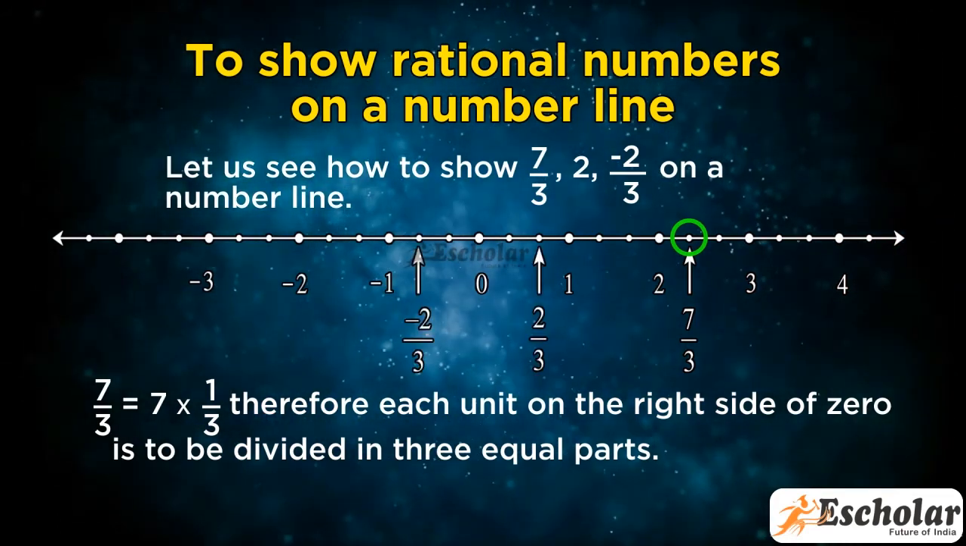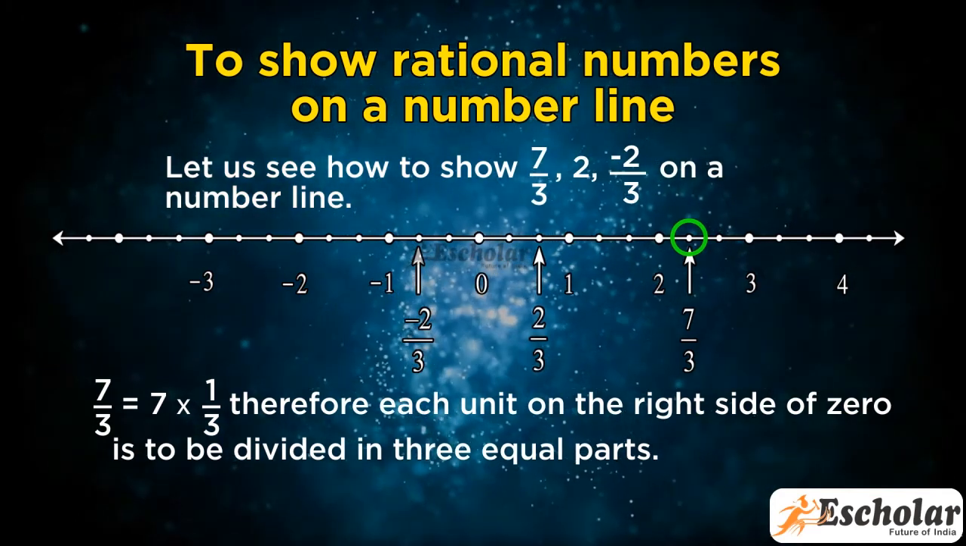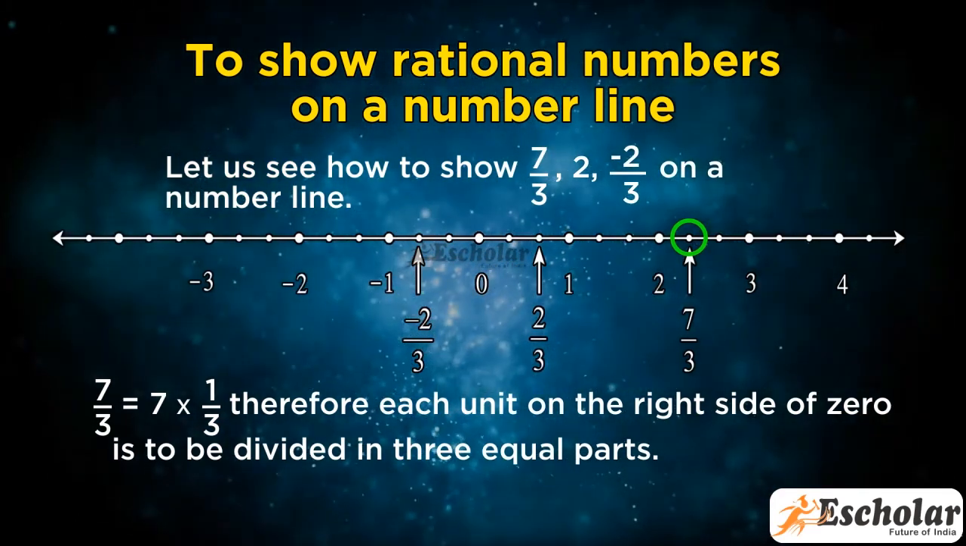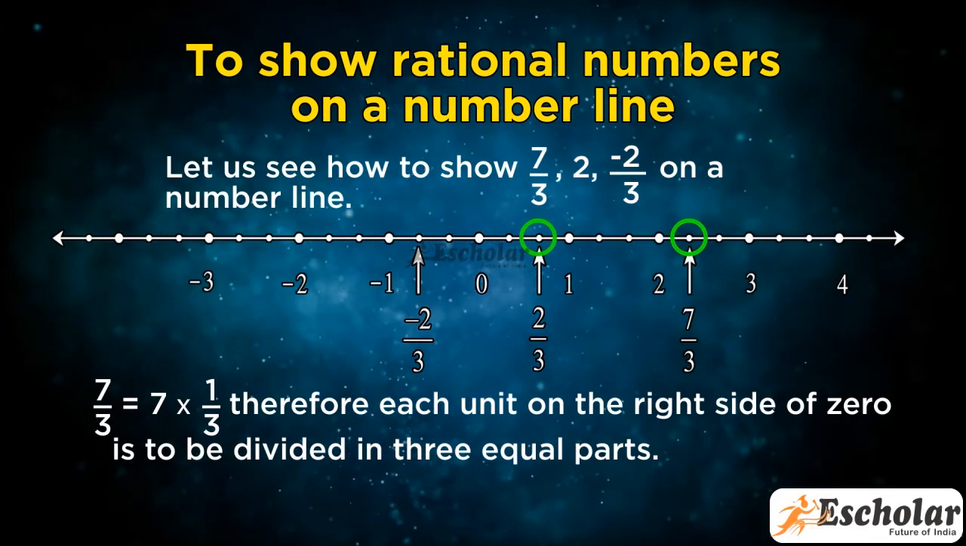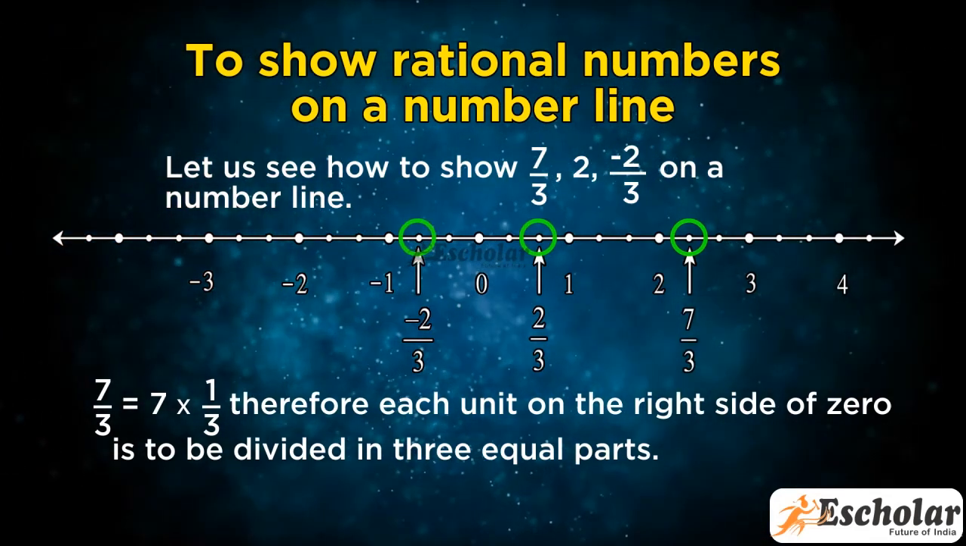To show -2/3 on the number line, first we show 2/3 on it. The number to the left of the 0 at the same distance will show the number -2/3.